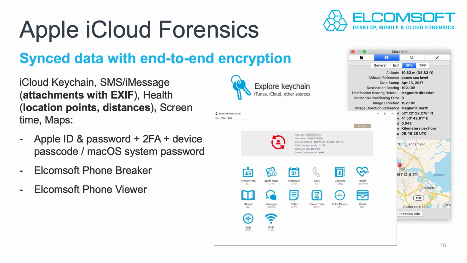A truly forensic extraction of protected keychain records can be made with Elcomsoft Phone Breaker. Health data can be critical evidence of the heart rate of the suspect at a particular time. It also includes exact location points, walking and running distances with exact timestamps.